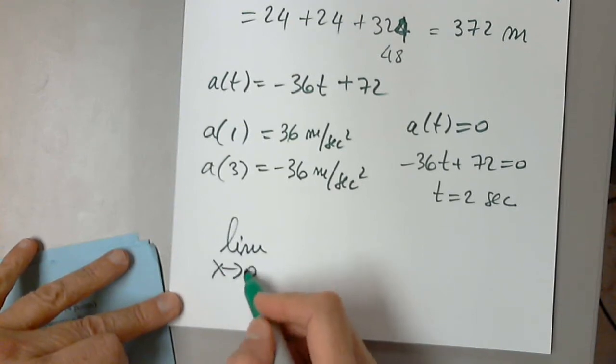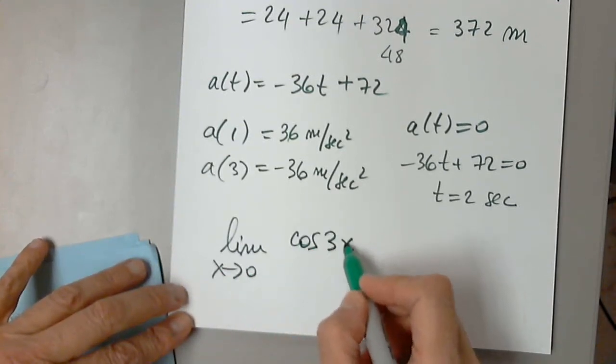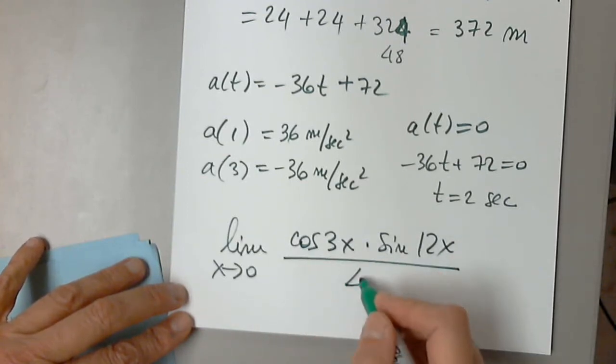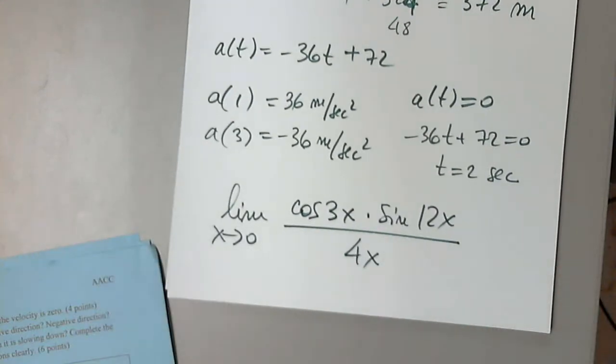Okay, so let's look at the limit as x approaches 0 of cosine 3x sine 12x over 4x. 36 still. Say it again. Okay. I guess Kristen's telling me 1 minute.